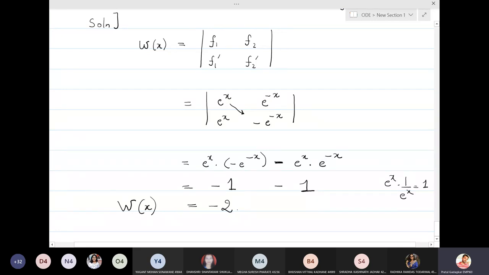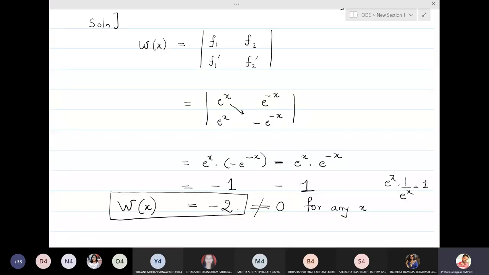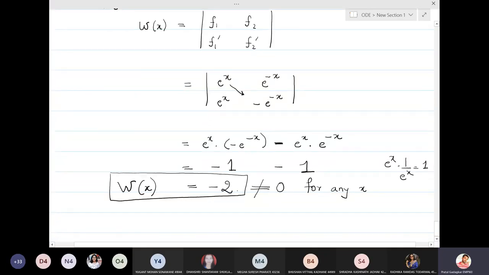So what we observe is that this Wronskian is not going to be 0 for any x. This means the Wronskian is always non-zero. It is never 0. So in this case, clearly the two functions e raised to x and e raised to minus x are linearly independent. So this set is a linearly independent set. So it is the best thing.